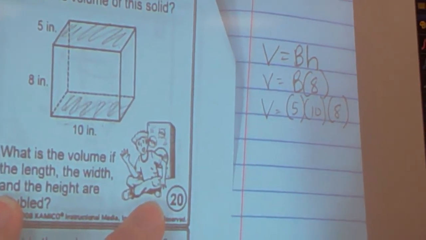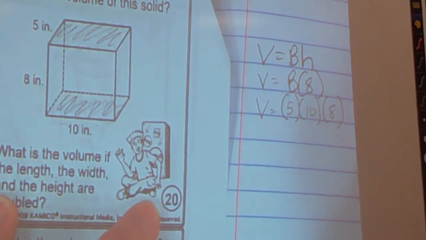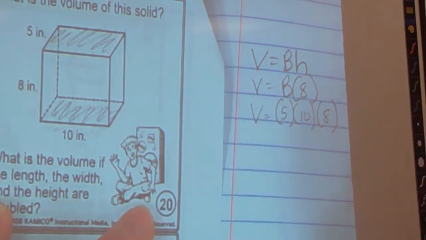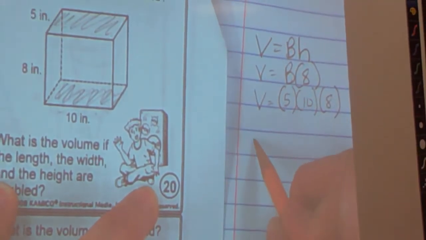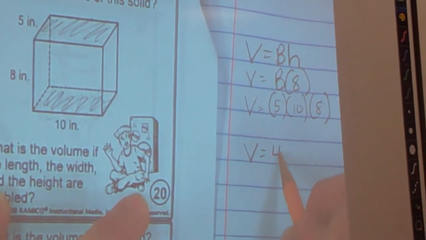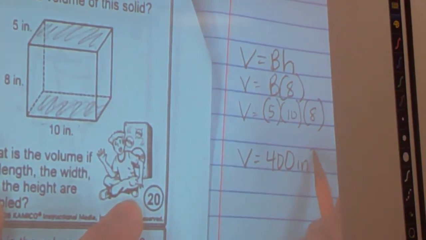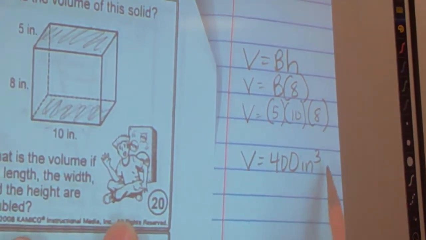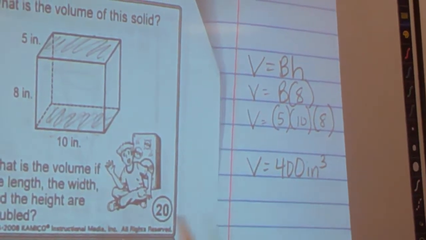Okay, if we do that math, our volume is going to be 400 inches cubed. Okay, and it's cubed because it's 3-dimensional. All right, on to the next step.